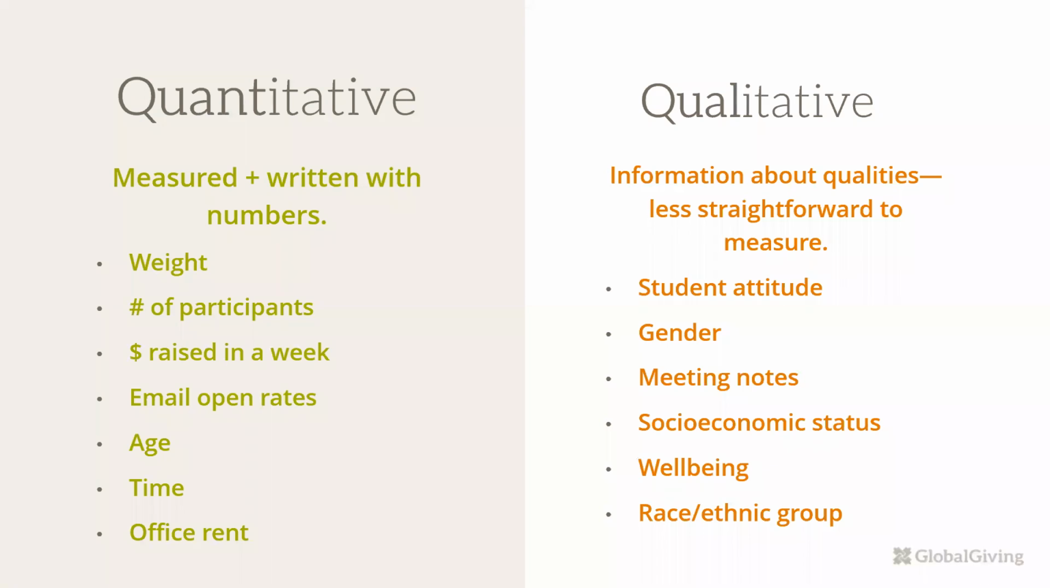Qualitative is maybe the data that you collect more often at your nonprofit, but maybe you don't think of it as data. So these are information about qualities, and they can be a little bit trickier to measure. These are things like student attitude, gender, meeting notes, socioeconomic status is notoriously hard to measure. So things that sort of fall into this category are a little bit more difficult to measure, but we're going to talk about both today.